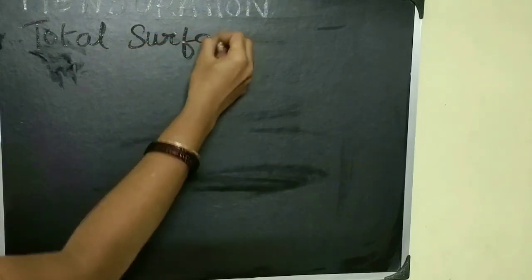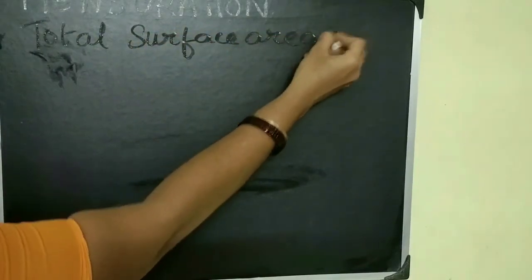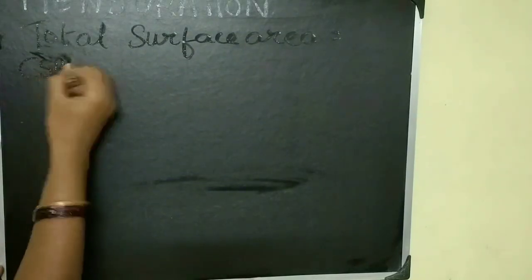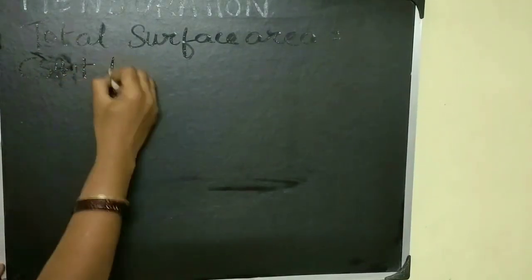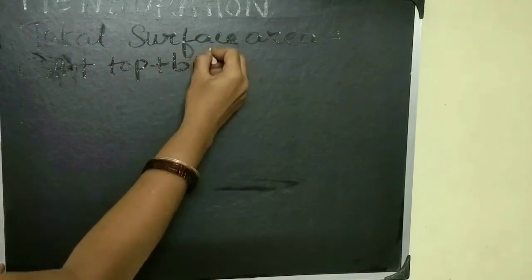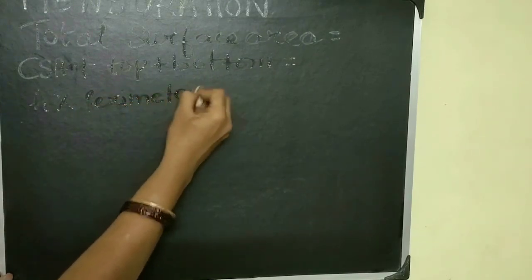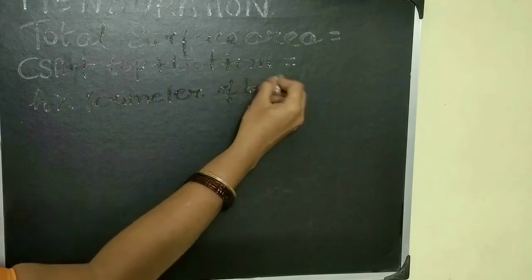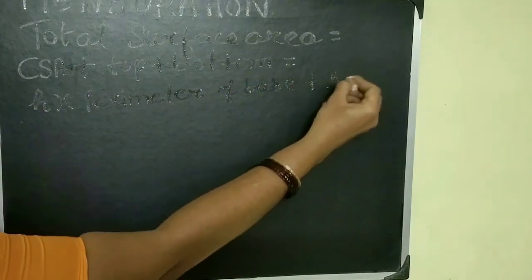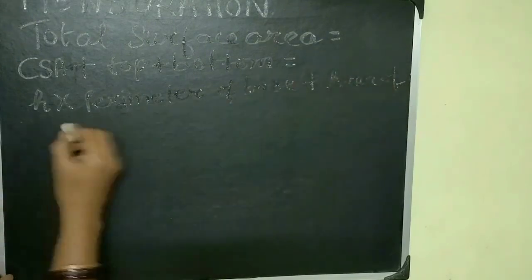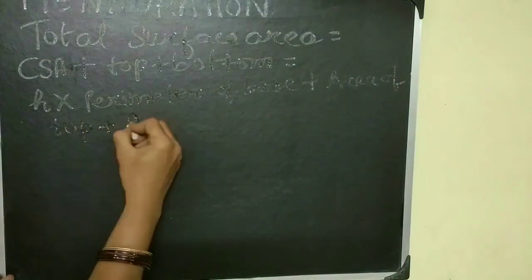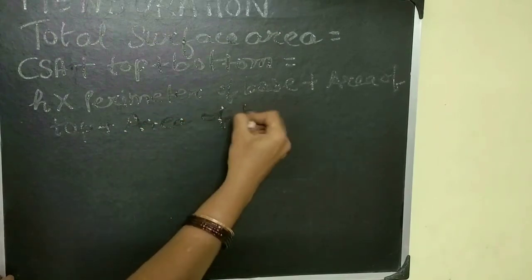Total surface area consists of the CSA. Now I will expand the CSA and write plus the top plus the bottom areas. So I am going to write CSA as the height into the perimeter of the base, plus the area of the top figure, plus the area of the bottom figure.